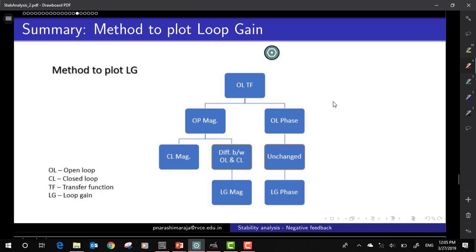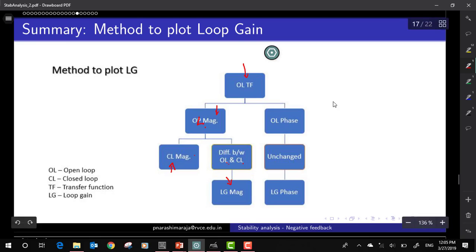The method to plot the loop gain is nothing but what we did: we first took the open loop transfer function, and in that open loop transfer function, L, we took the open loop magnitude, and later on we plotted our closed loop magnitude onto the same magnitude plot. Now we try to extract the difference of these two things, the closed loop and the open loop, and that is how I get the magnitude plot of my loop gain. Is this particular process clear?